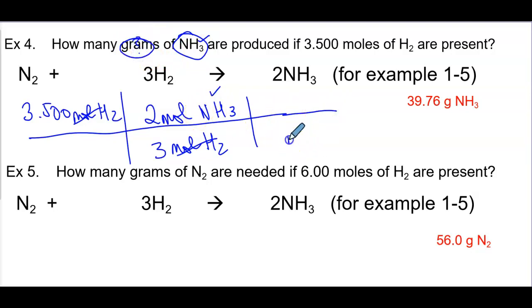So I know to cancel, I have to have moles of NH3 here. I know for every 1 mole of NH3, got to figure out the periodic table number. So I'm going to take 3 hydrogens, 1.01 times 3 is 3.03, plus 14.01, and I get 17.04 grams of NH3. So moles of NH3 cancel with moles of NH3, and I have left grams of NH3. We should get that answer. We'll check it on my calculator, make sure I didn't do anything weird while I'm presenting. Multiplying 3.500 times 2 times 17.04, hitting equals, dividing by 3, and I get my 39.76 grams of NH3.